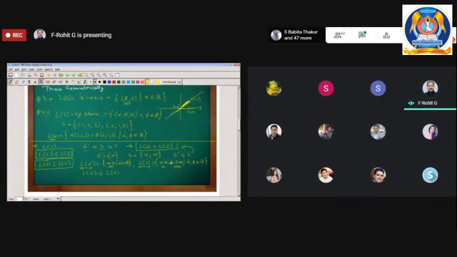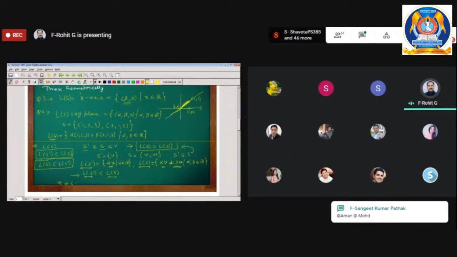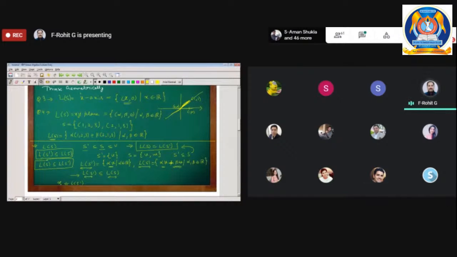Or you can prove it by the traditional method that one set is a subset of the other. I'm going to use it in my second part also. If I take any element in L of S dash, what should we prove? That the arbitrary element should belong to L of S. Suppose I take one element belonging to L of S dash. Let X be any arbitrary element.